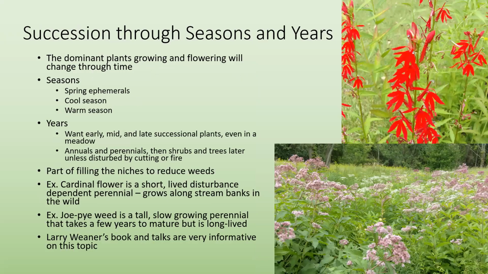So succession in the garden through the season and the year and years. The dominant plants that you'll have growing in your garden will change over time with native gardening. You have cardinal flower here on the top, which is really a beautiful perennial, but it's pretty short-lived, and it's a disturbance plant. In the wild, it usually grows along stream banks where there's disturbance regularly, so it needs a lower competition environment. So you'll have it more earlier on in your garden if you plant it, and then less later.